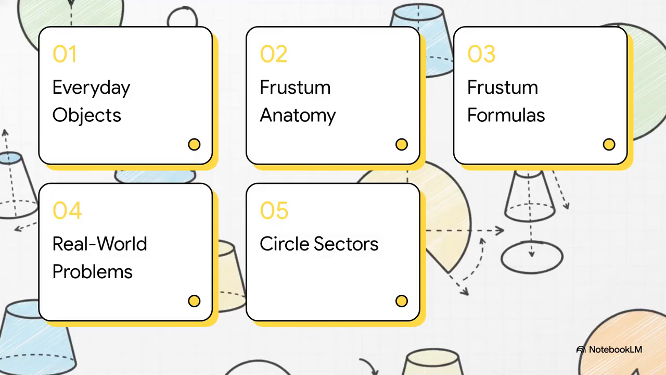Welcome to today's Explainer, students. Here is our agenda for today. We will cover the shape of everyday objects, the anatomy of a frustum, formulas for the frustum, solving real-world problems, and finally, sectors of a circle.